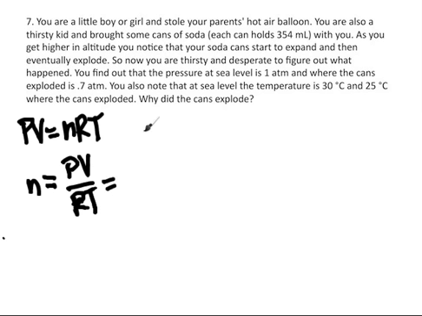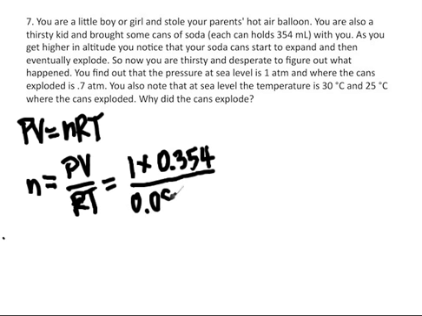The pressure at sea level is 1 atmosphere. The volume is 0.354 liters, times 0.08. And the temperature, this is where you have to be careful. The temperature at sea level is 30 degrees Celsius, so we need to convert that to kelvins.